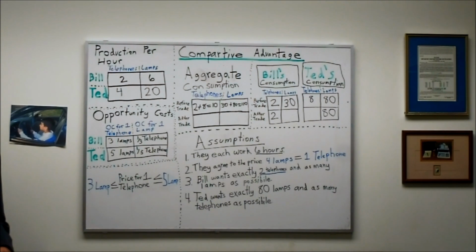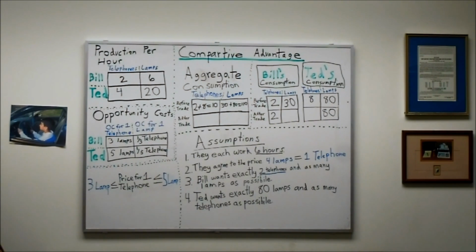Bill is going to have to ask himself, do I want to make my own lamps? Ted is going to have to ask himself, do I want to make my own telephones? Or they can ask each other, do we want to engage in trade? Ted is going to look at the opportunity cost of him making his own telephones. He discovers that 1 telephone costs him 5 lamps. He also sees that the price that he and Bill had agreed upon, 4 lamps for 1 telephone, is less than 5 lamps. Ted is going to want to engage in trade.